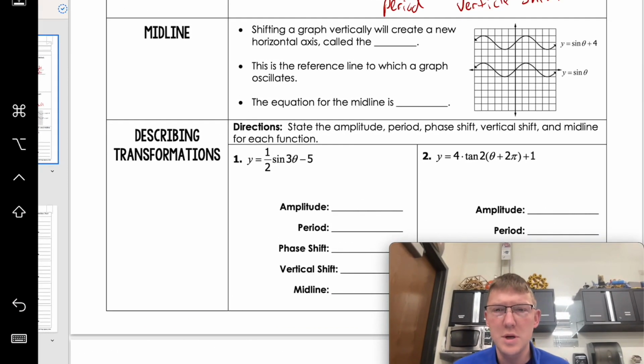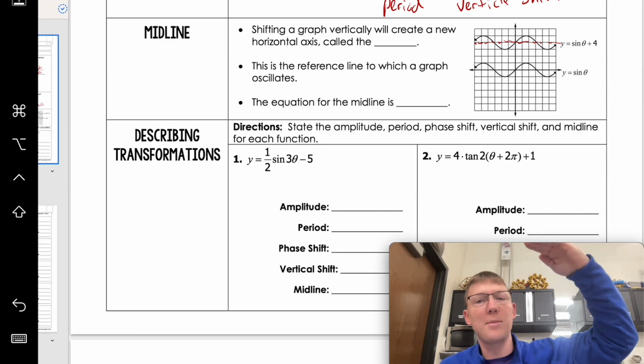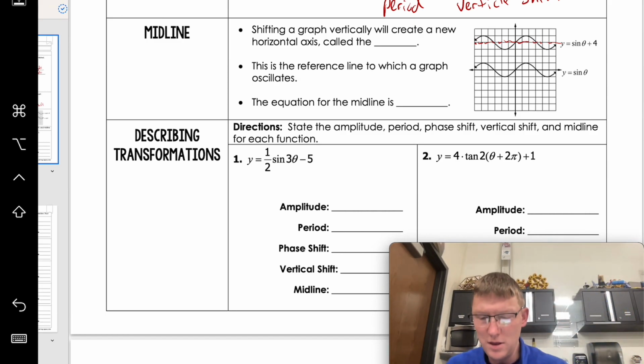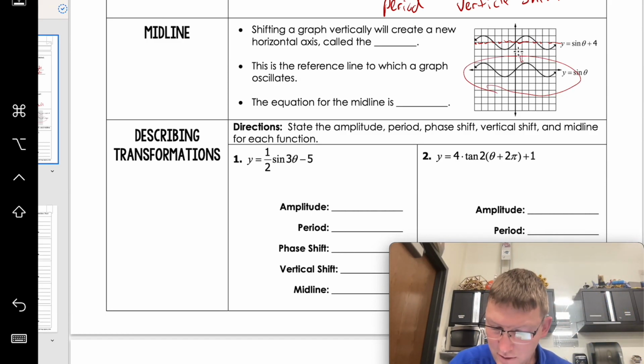One of the ways that we talk about shifting graphs up and down is using this idea of a midline. A midline is just that line that goes right through the middle of a sine wave or a cosine wave. And that's the thing that gets shifted. By shifting the midline, you are shifting both the peaks, the top of the hills, and the bottom of the hills. Basically, this whole graph gets shifted up. So using the midline is one of the ways that we do that.